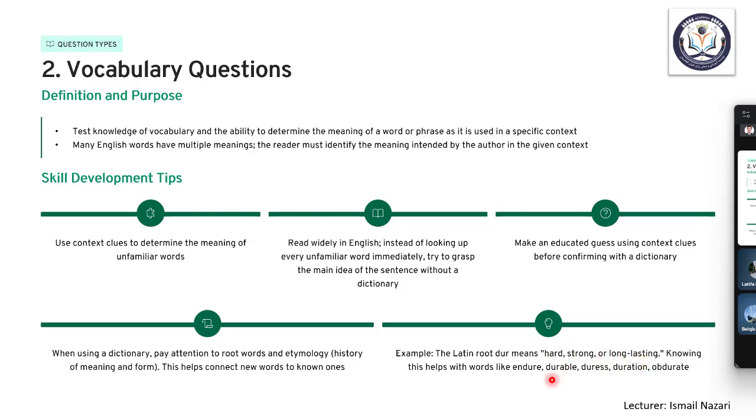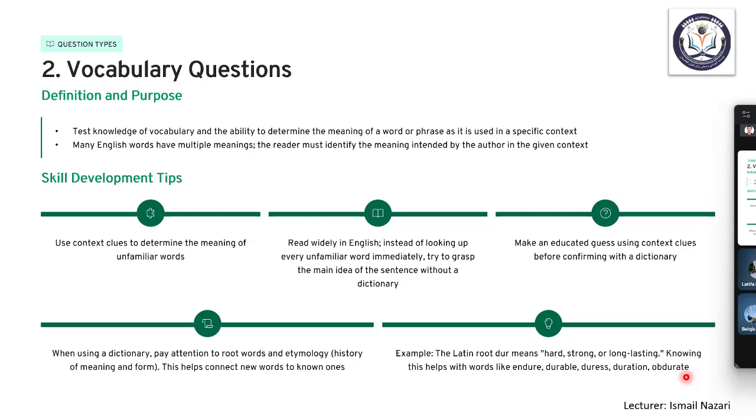For example, endure means tolerating a hard situation. Or durable means something which is long lasting. It is going on for a long time. Similarly, we may have other words that use the root dur, and it's really helpful to guess the meaning of a word according to the root it uses.